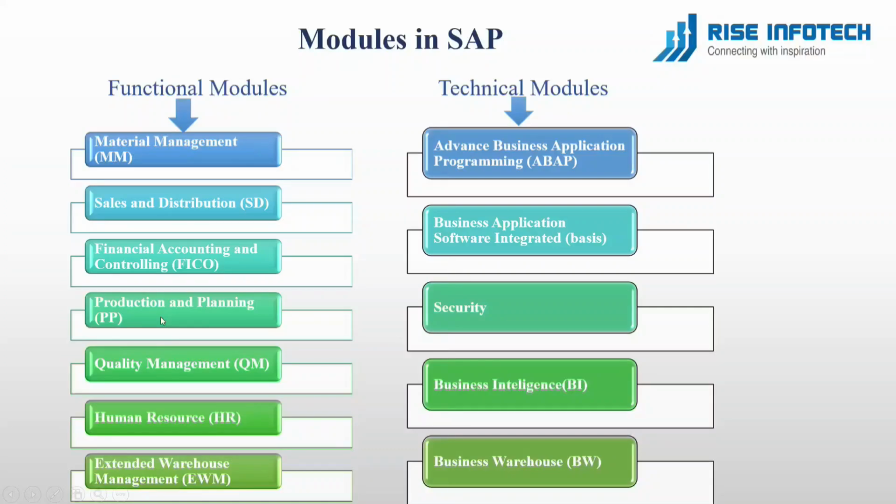Then come to production planning. Production planning means taking care of production activities like converting raw material to finished or semi-finished materials.